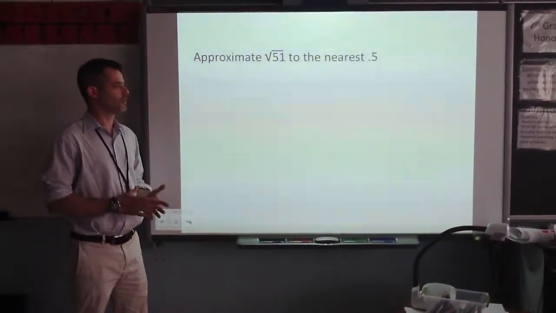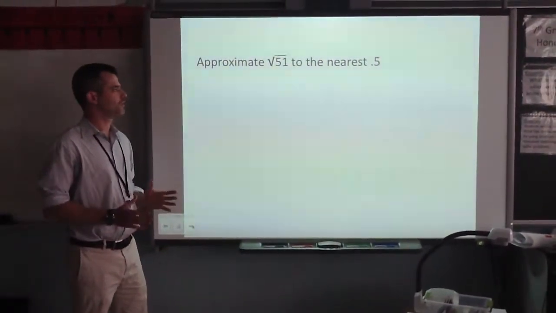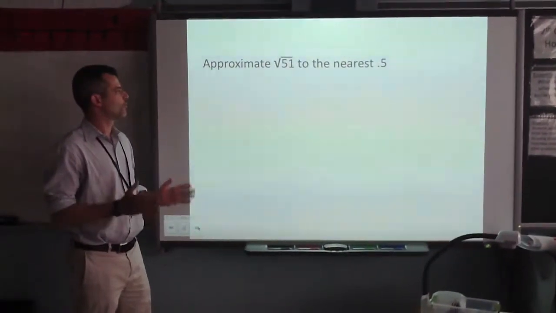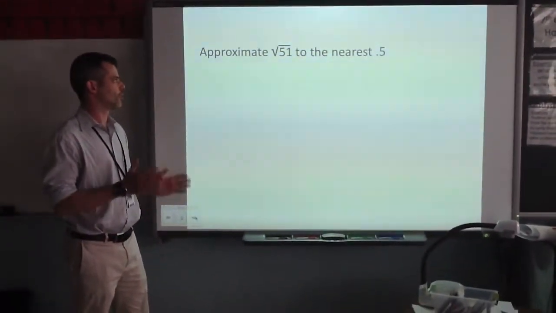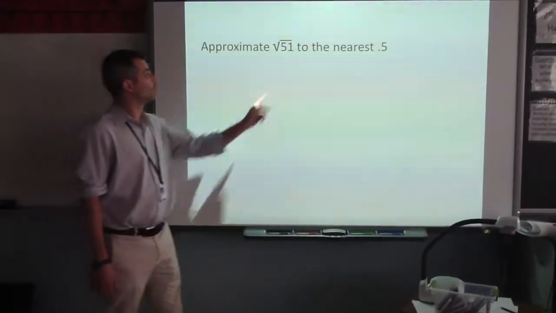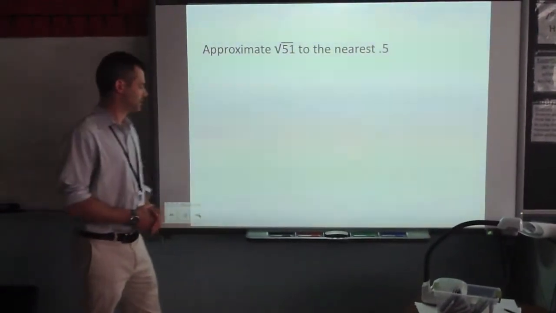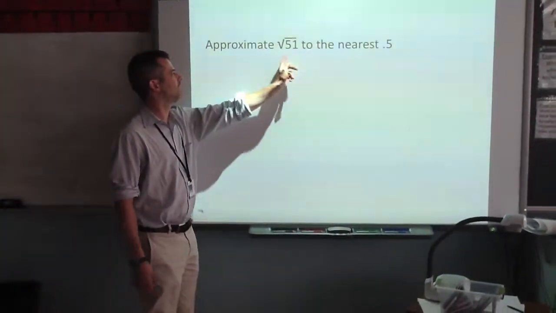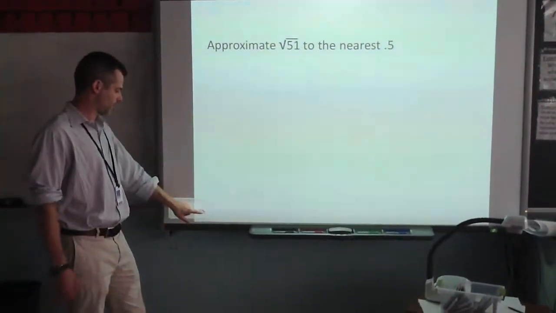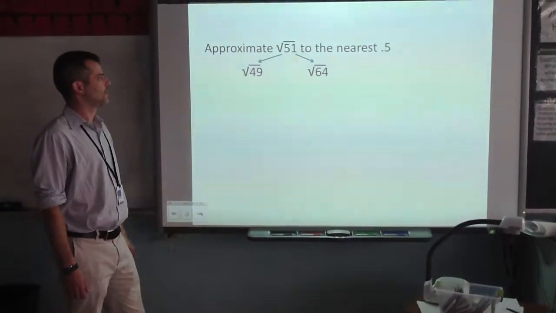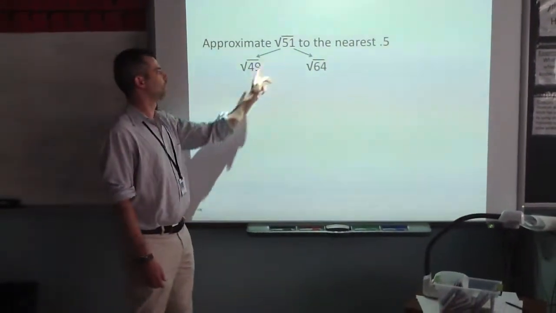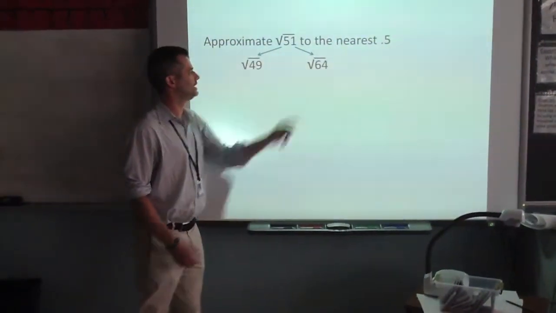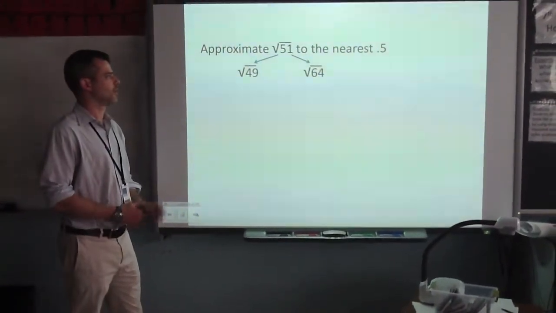We can't find this number exactly, but what we can do is we can estimate where this number is going to fall. We can know around what number it goes in. We can order it, we can put it on a number line. The way that we're going to approximate this number is we're going to find two numbers on both sides of this 51 that are perfect square numbers. Okay? So what I'm going to do is I'm going to find a number below 51 that's a perfect square, and a number above 51 that's also a perfect square.